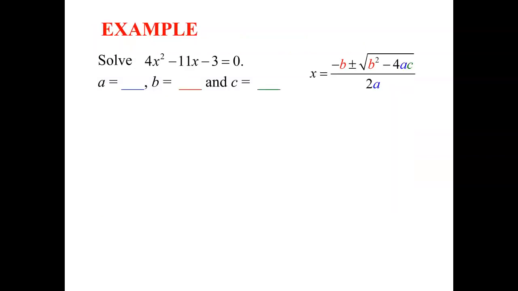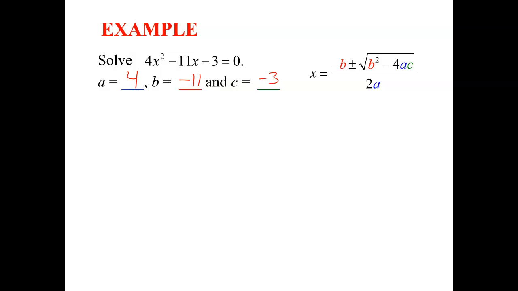Okay? So we have to make sure our equation's in standard form, and then identify A, B, and C. So is this equation in standard form to start? Yes. What's my value of A? 4. The coefficient of the squared term. What's my value of B? Negative 11. The coefficient of the linear term. What's my value for C? Negative 3.